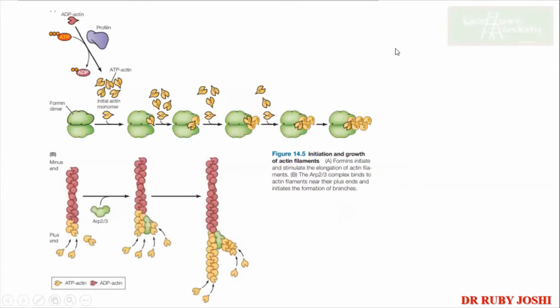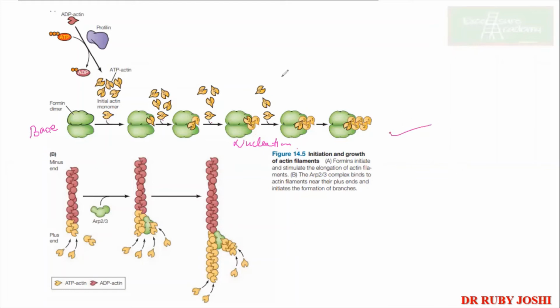Now look over here. So we are going to discuss now formins, ARP2/3 and the profilin. So we have got a formin dimer. If you remember, this is the base to which your ATP actin is coming. So 1, 2, and 3. This is where the nucleation has started, and onto which further actin filaments are joined.